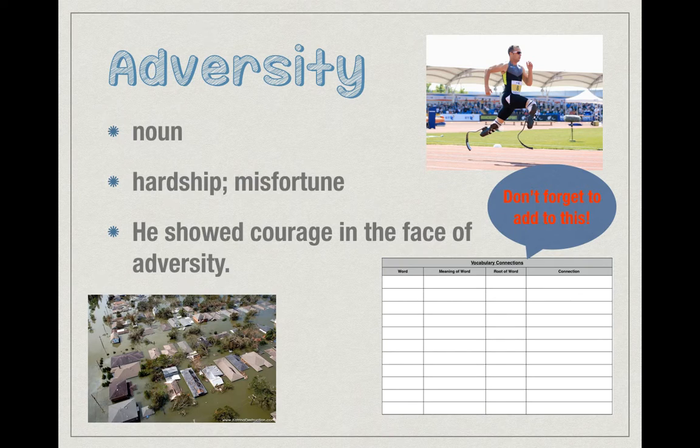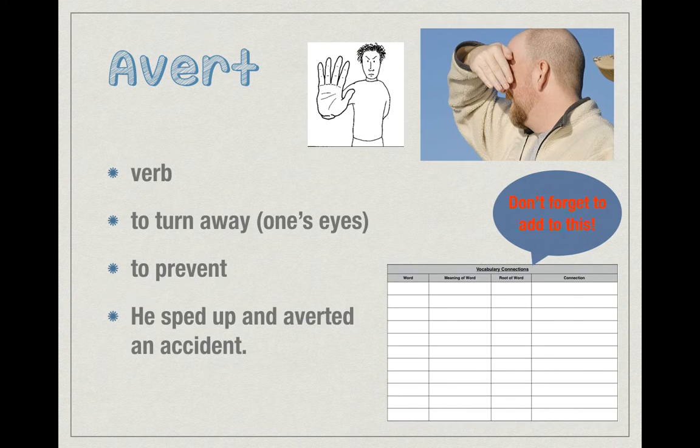Again, at any point, if you need to pause so that you have time to fill out each word on the chart, please do so. The next word is avert, and avert is a verb. It means to turn away, and it's often talking about turning away one's eyes. It can also mean to prevent. So he sped up and averted the accident, means that he sped up and he prevented an accident from happening. But you also might say that you avert your eyes from the sun, meaning you turn your eyes away so that it's not too bright.